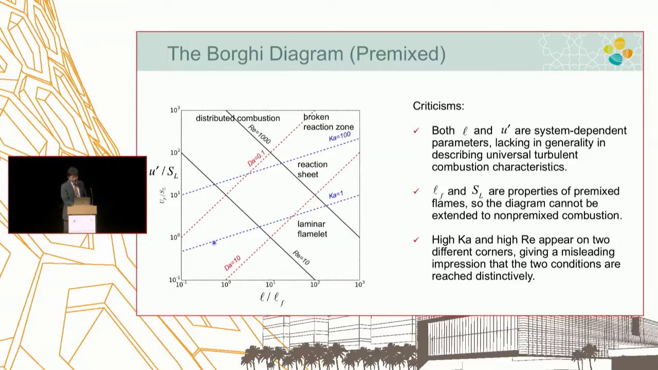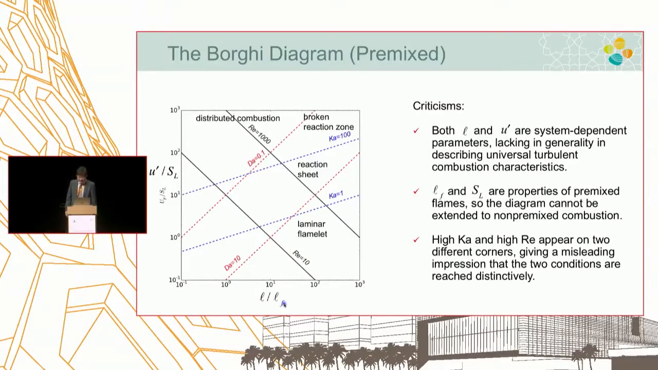My criticisms are these: both axes are length scale of the integral scale eddy. Integral scale eddy length scale depends on the system size. So inherently, these axes are system-dependent quantities, and I don't like that. I like a more universal definition of non-dimensional number, which is the whole purpose of non-dimensional parameters. And furthermore, flame speed, flame thickness, this is a property of the premixed flame. So this diagram is only valid for premixed combustion. I can't do anything about non-premixed combustion.